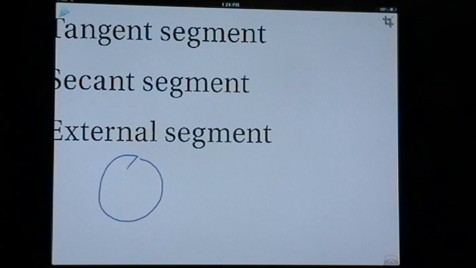Inscribed angle. Describe it. An inscribed angle has a vertex on the edge of a circle, on the circle, and its legs intercept another part of the circle.